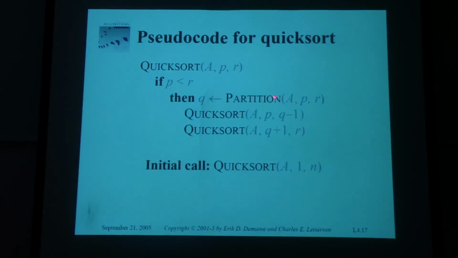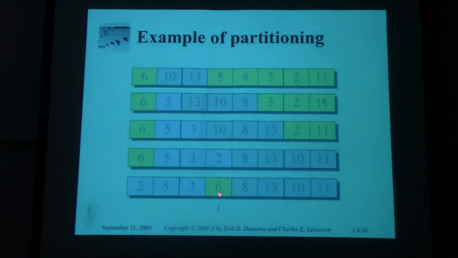Okay, so at that point, if we have at least two elements, then we'll do a partition, and partition will return Q. What is Q? Q will be the index. So in this case, if we count 1, 2, 3, 4, 5, 6, 7, 8, we're going to return 4.